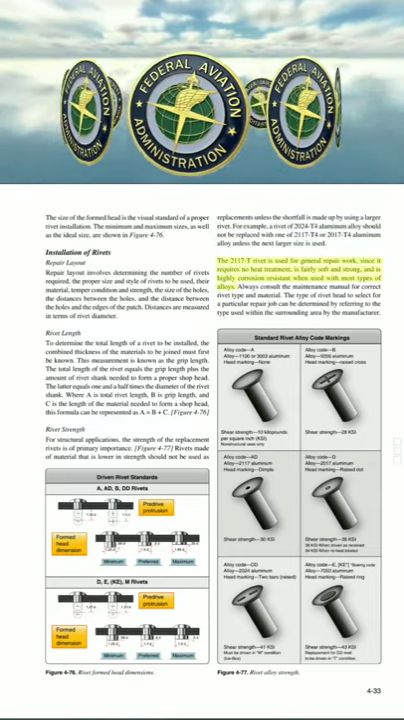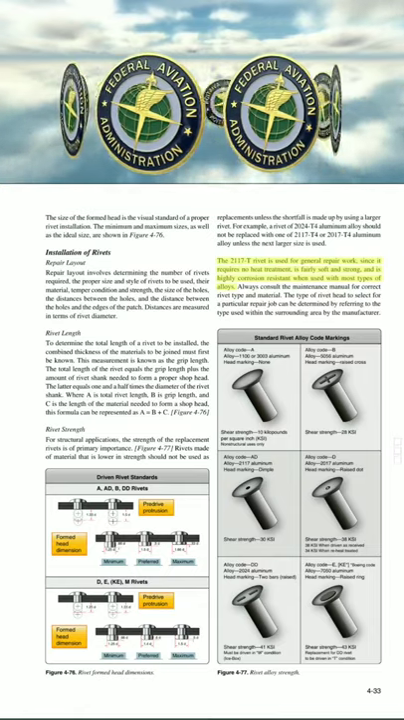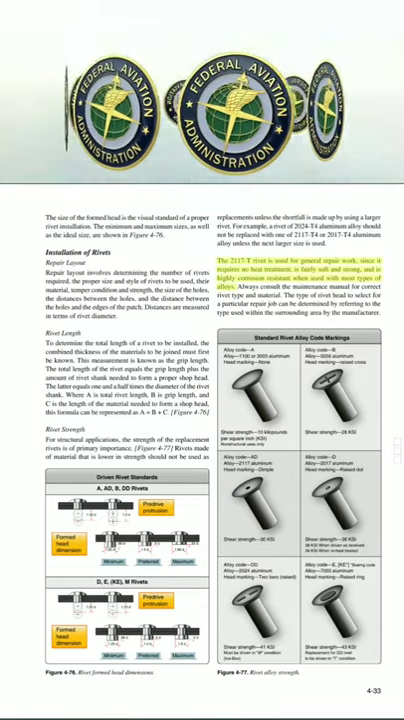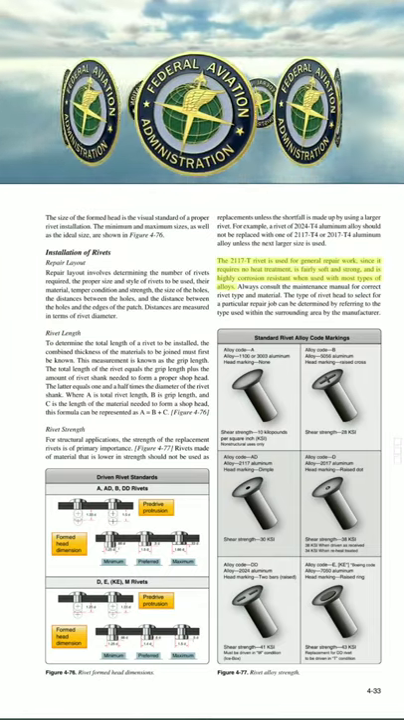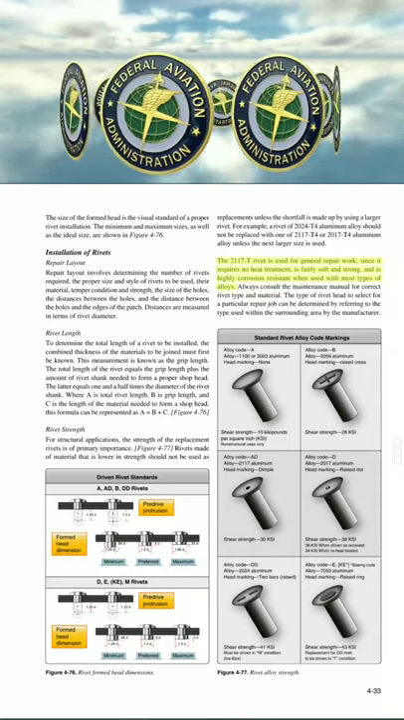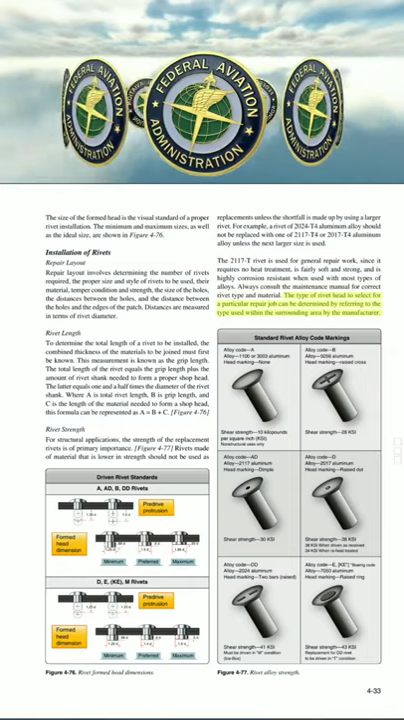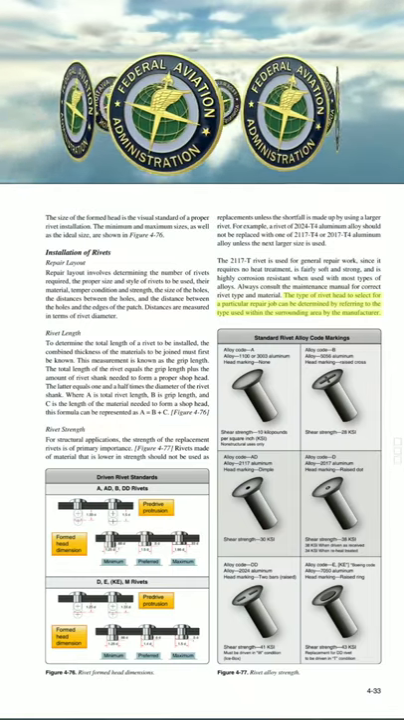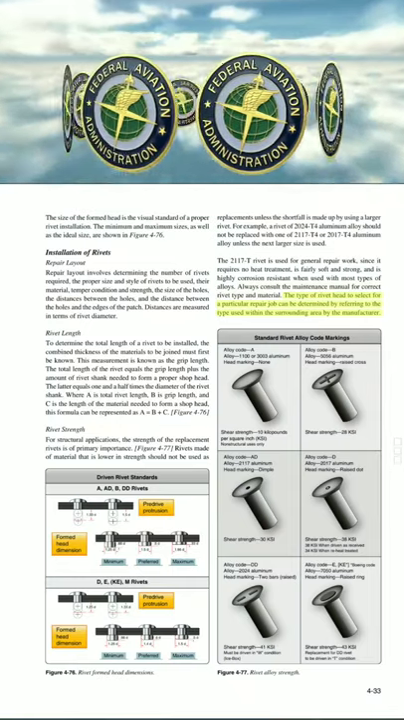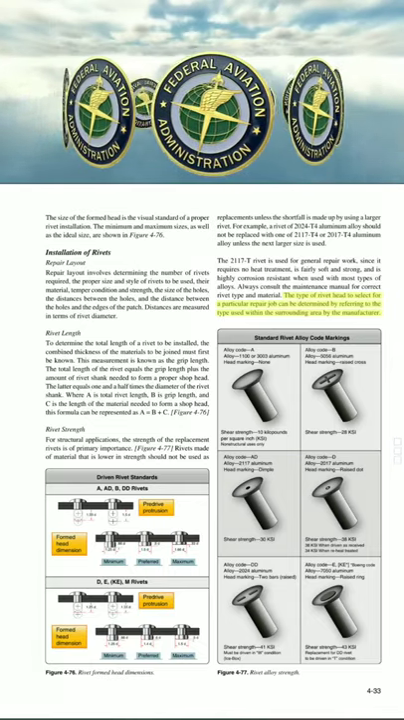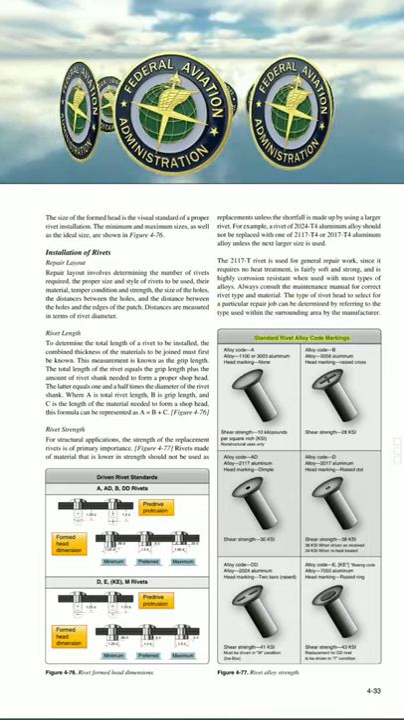The 2117 T rivet is used for general repair work, since it requires no heat treatment, is fairly soft and strong, and is highly corrosion resistant when used with most types of alloys. Always consult the maintenance manual for correct rivet type and material. The type of rivet head to select for a particular repair job can be determined by referring to the type used within the surrounding area by the manufacturer. Standard rivet alloy code markings.